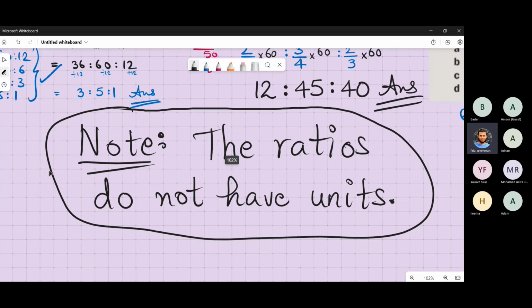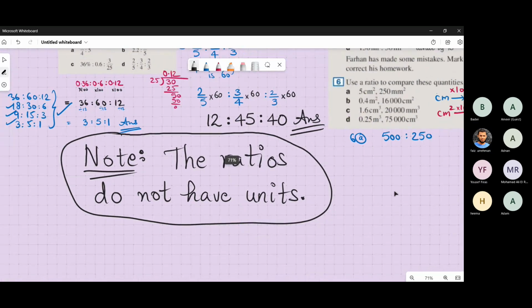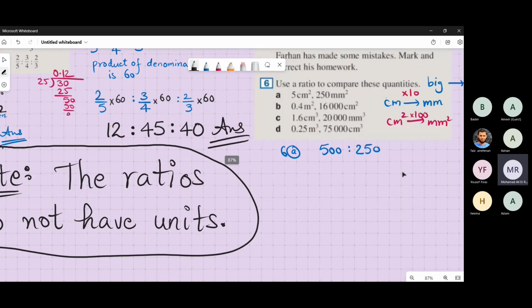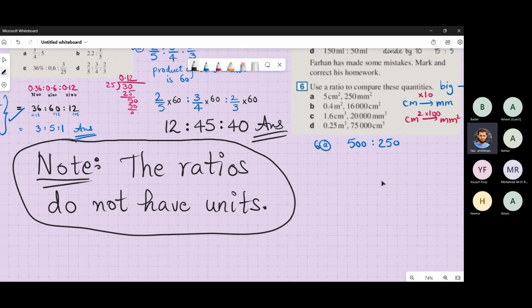No, this is not the proper explanation. The reason is... yes, who wants to tell the reason? Because if you put units, it will be much more complicated and harder to do. There is no unit. I'm not saying we are not going to put units. I'm saying there is no unit. Because they both are the same units.